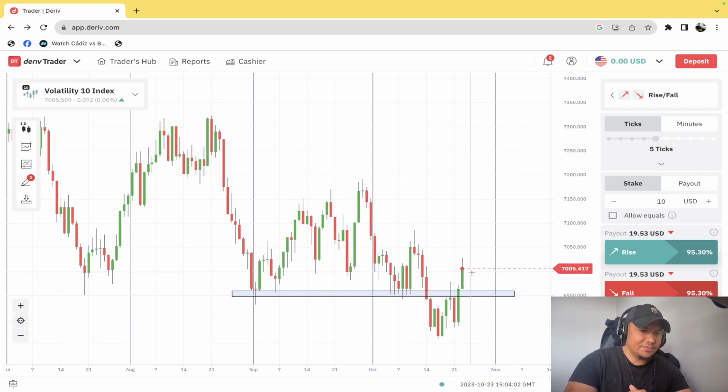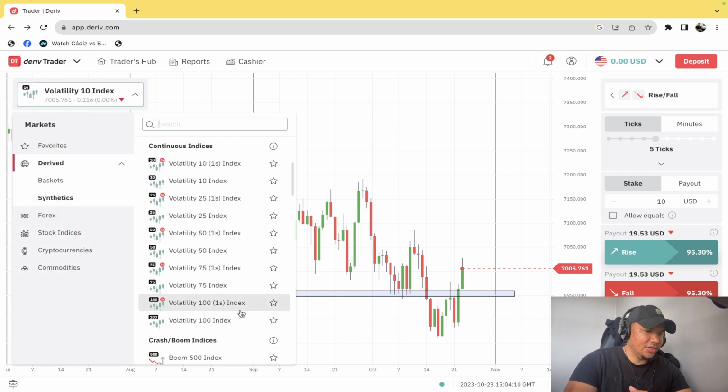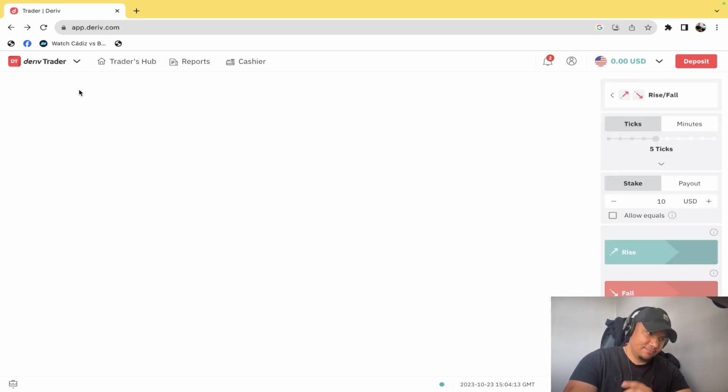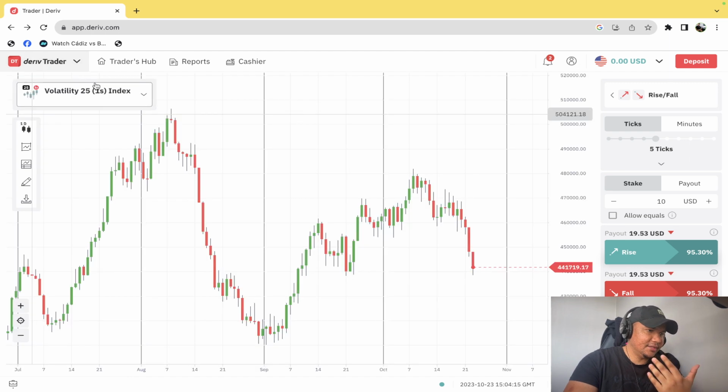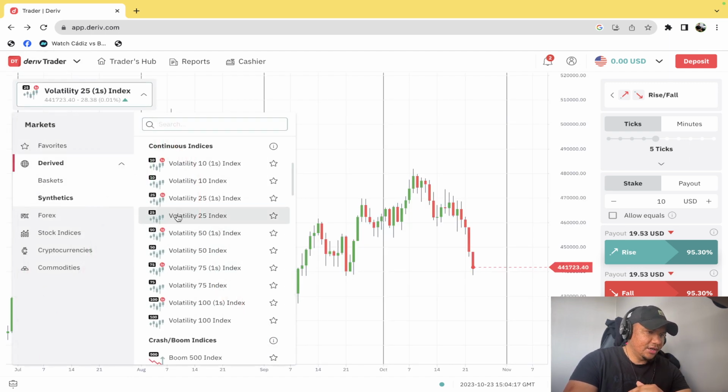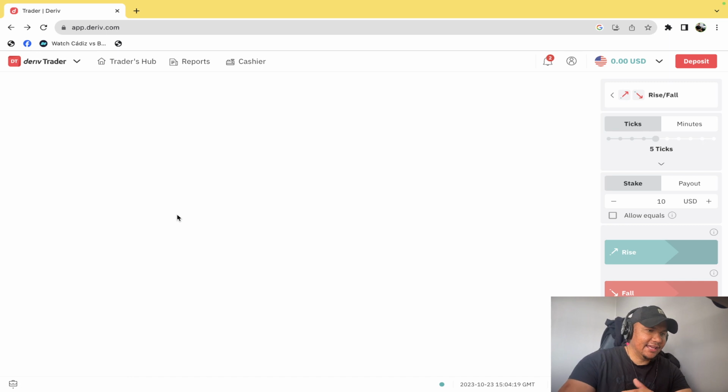But from here, I do expect a pullback to hit that level, then for the market to go and actually complete this W formation, because it did break above a very important structure. Next up, we are going to go to VIX25. Let's see what we got.